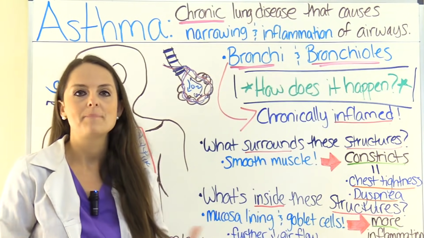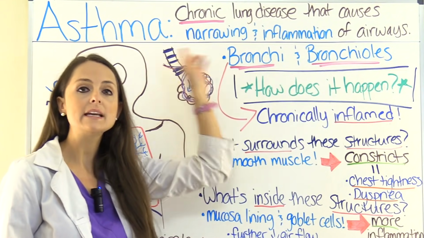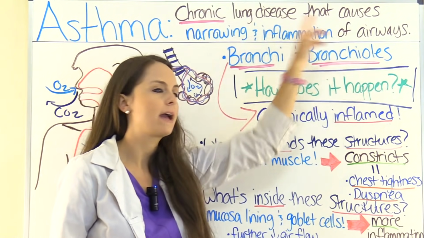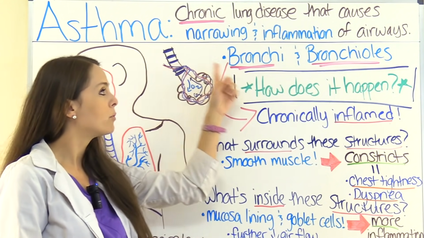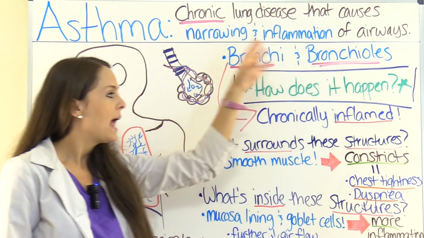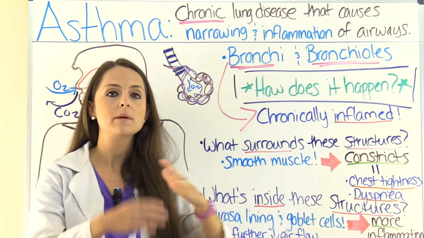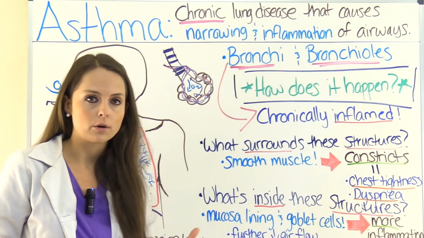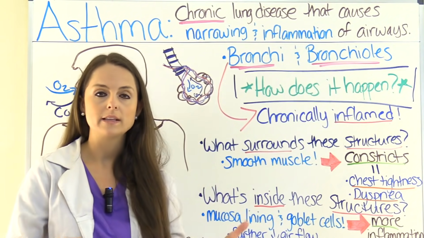So what is asthma? It is a chronic lung disease that causes narrowing and inflammation of the airways. And we're specifically talking about the smaller airways, like the bronchi and the bronchioles. In patients with asthma, these are chronically inflamed. Now remember, with asthma, there's no cure, but it can be managed with medications, which we're going to talk about a little bit later on.